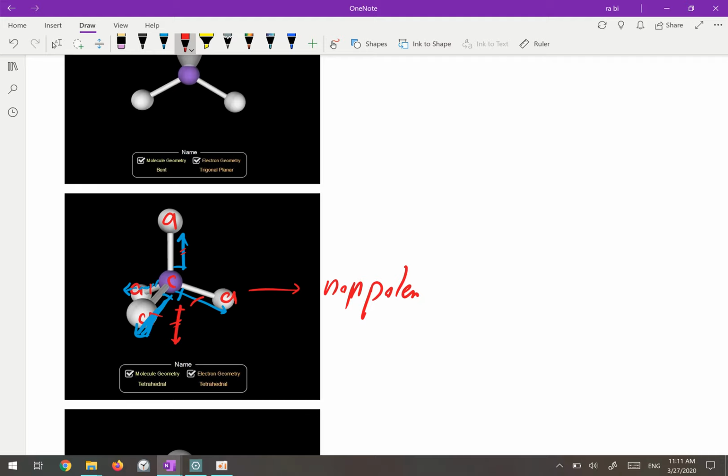So having just polar bonds doesn't mean that your molecule is polar. You have to check the orientation of these bonds and check if these vectors or dipole moments can cancel out each other or not. If they can cancel out each other, then your molecule would be nonpolar. If they cannot cancel out each other, your molecule becomes polar. Okay, so let's go back to the previous page.